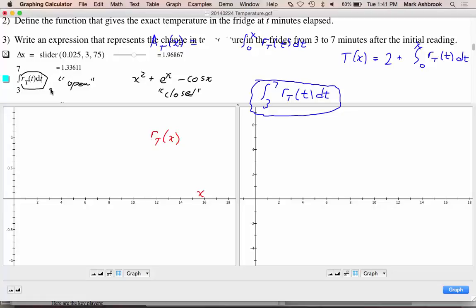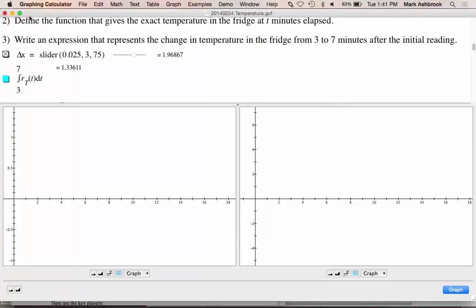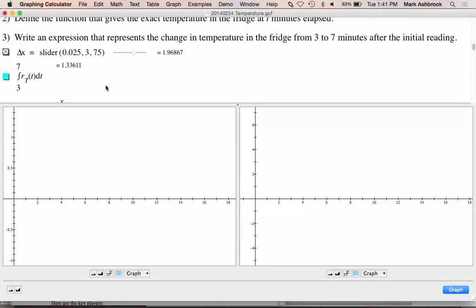So we put it in the GC, and it gives us this change in temperature, 1.33611 degrees, between 3 minutes and 7 minutes. And you'll be doing that in your homework as well. Okay? All right, so I think that's good for that.